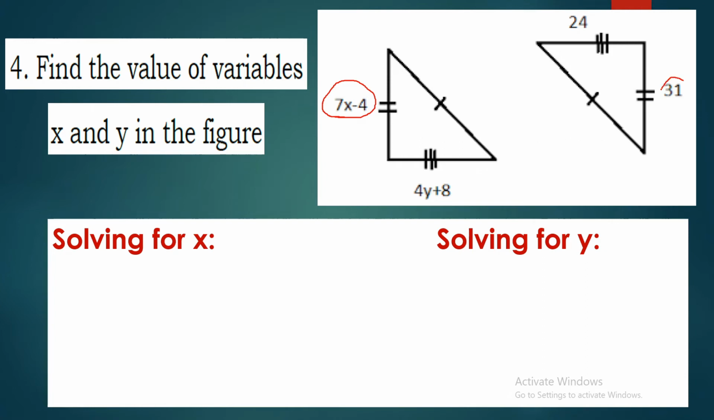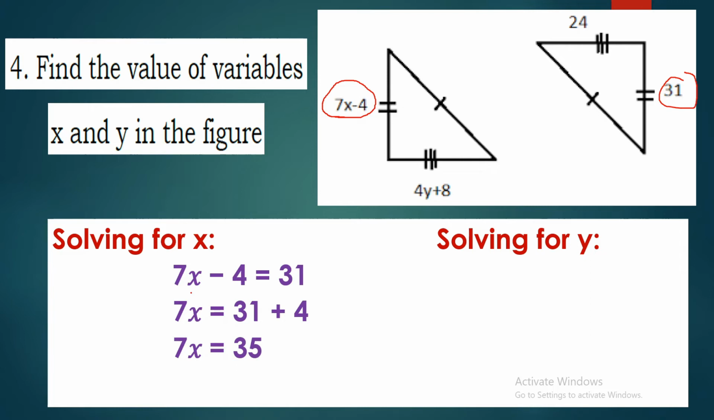So that is equal to 31. Equating those measurements, we have 7x minus 4 equals 31. Transpose negative 4 to the right side. So we have 7x is equal to 31 plus 4. And 31 plus 4 gives us 35. Now dividing both sides by 7, which is the numerical coefficient of x, we now have x is equal to 35 divided by 7. So we have 5.